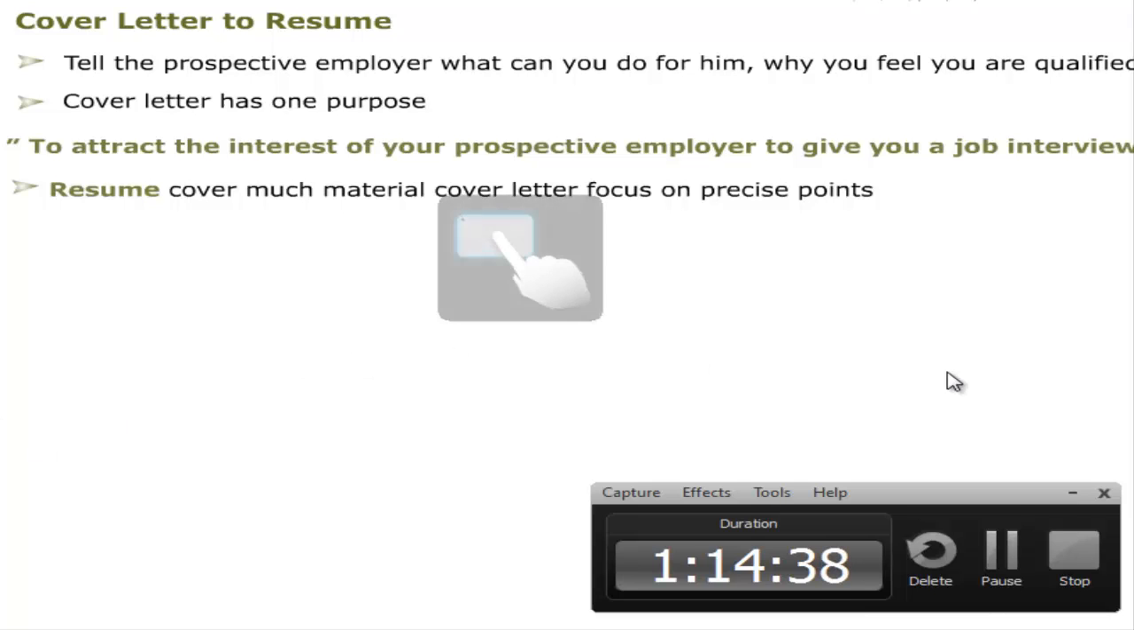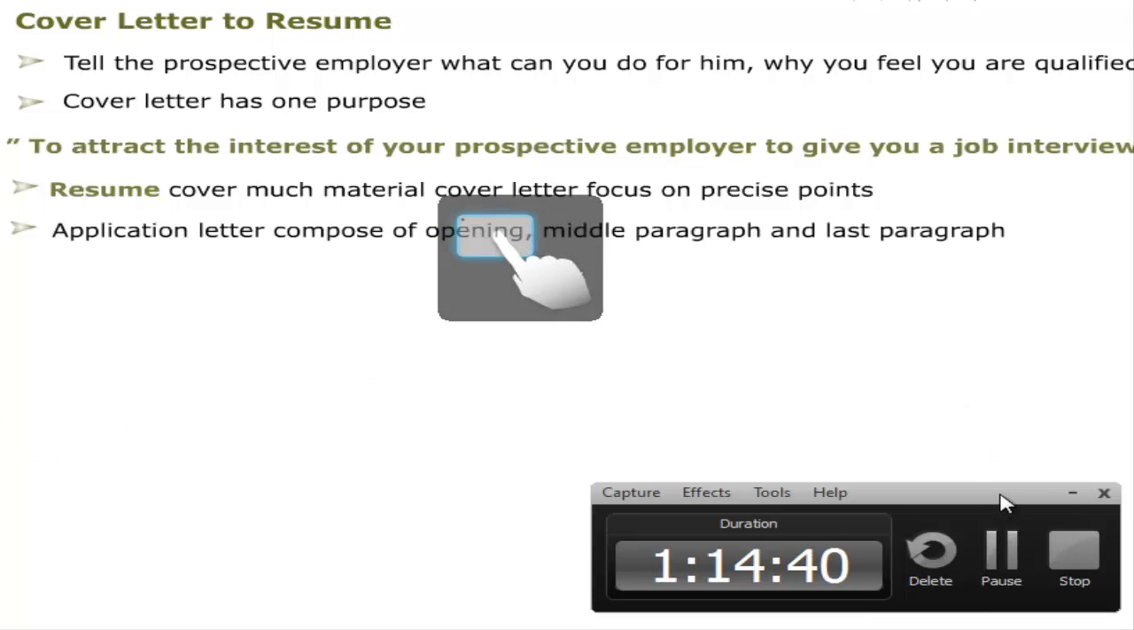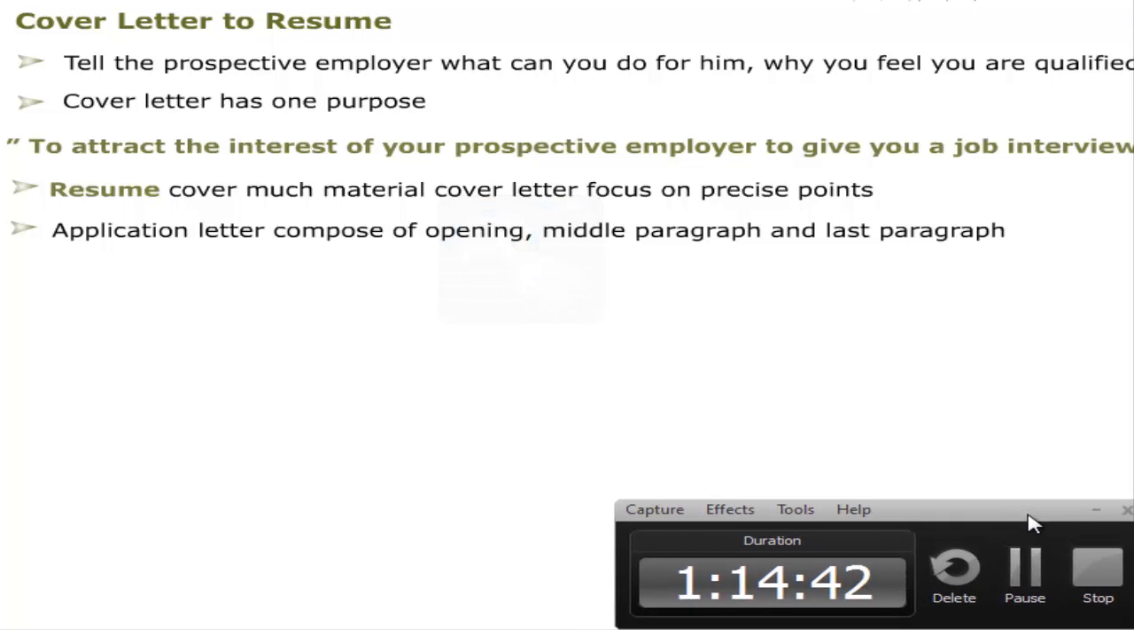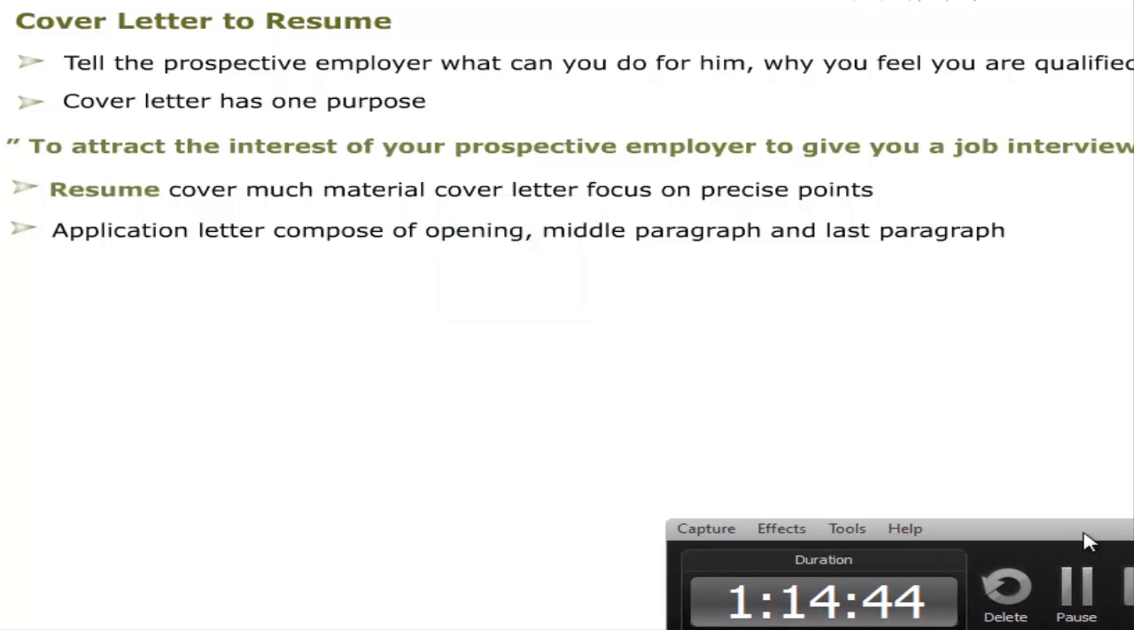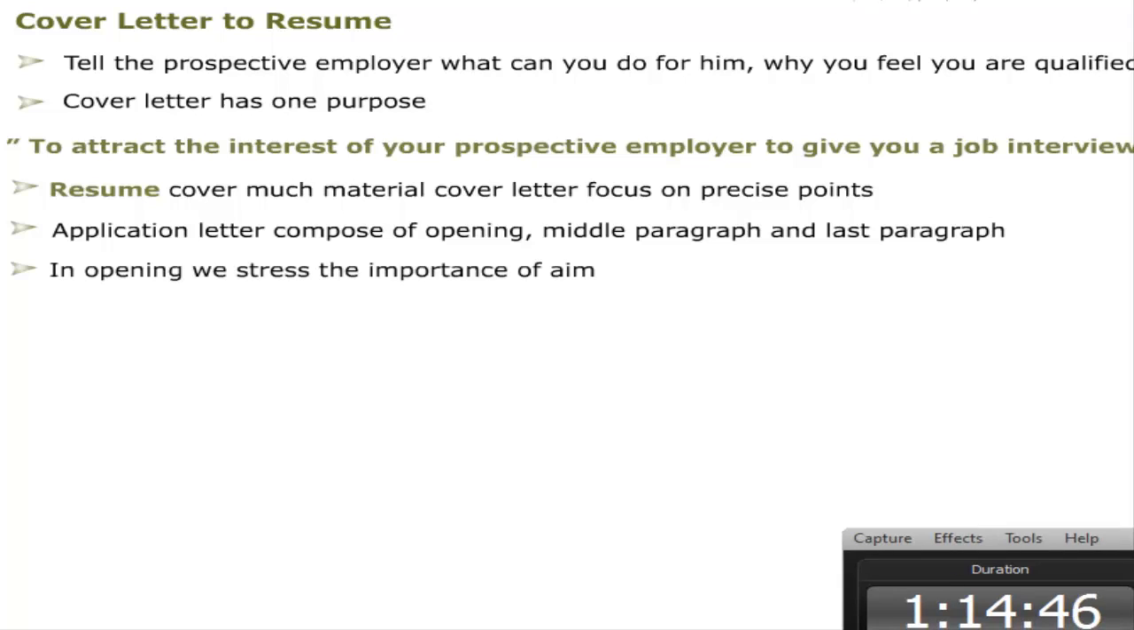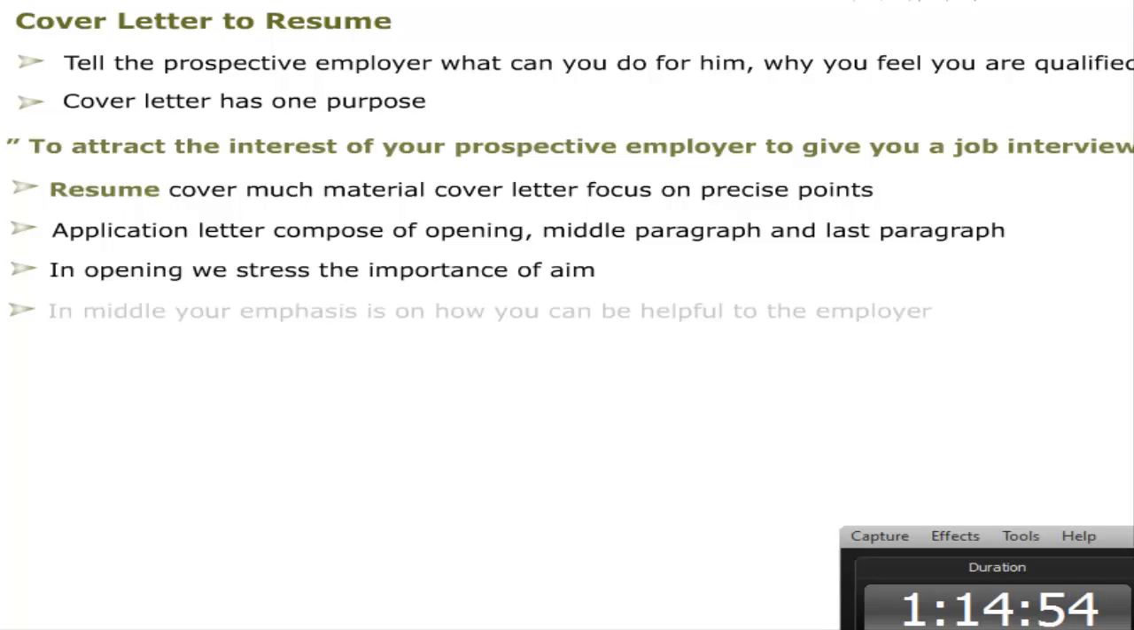Write a one-page application letter consisting of an opening, a middle paragraph, and a last paragraph. In the opening section, we stress the importance of aim, making clear your central purpose. In the middle paragraph, persuade your reader that you have the necessary job qualifications. In this, your emphasis is on how you can be helpful to the employer.